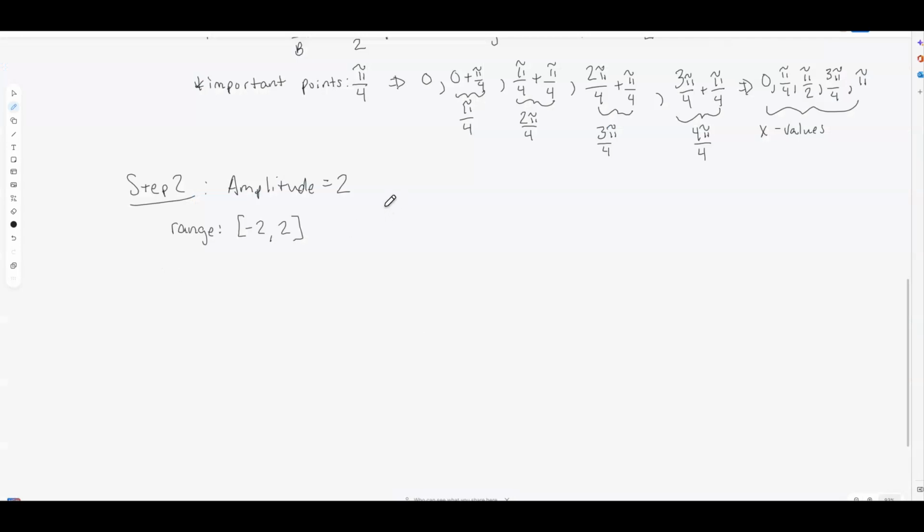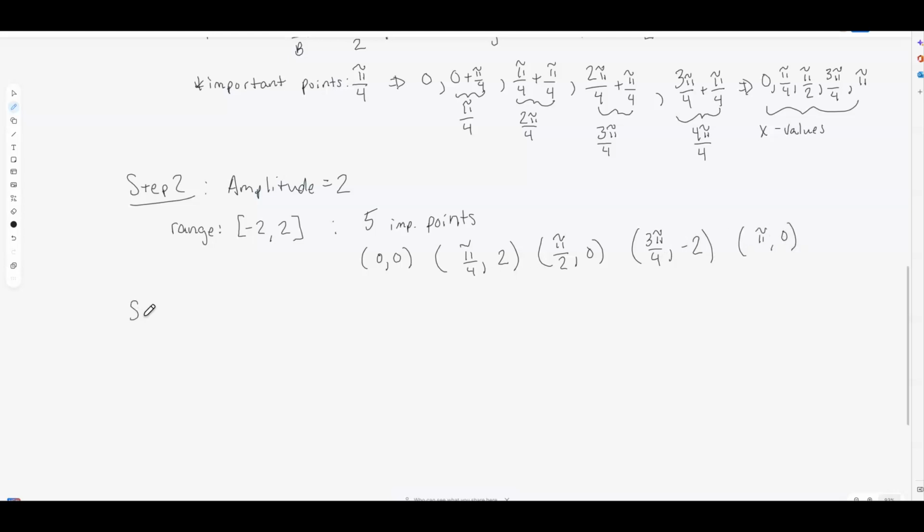Okay, and so these 5 important points, right, now are, I'm going to write them with my y values as well. So 0, 0. We have pi over 4, 2. We have pi over 2, 0. We have 3 pi over 4, -2. And we have pi, 0.